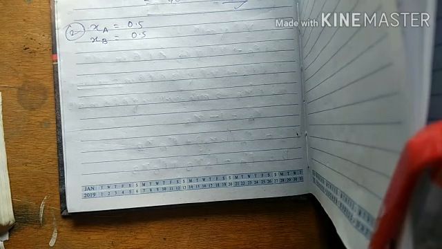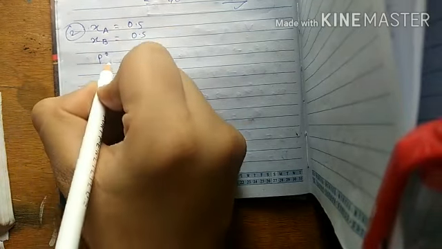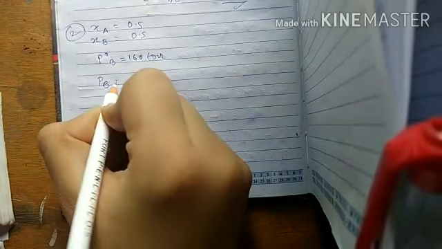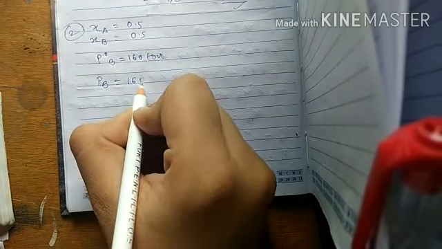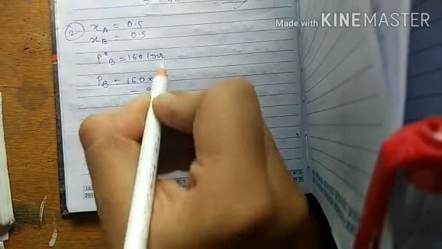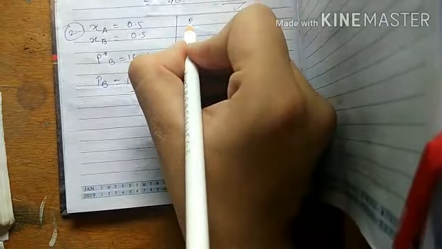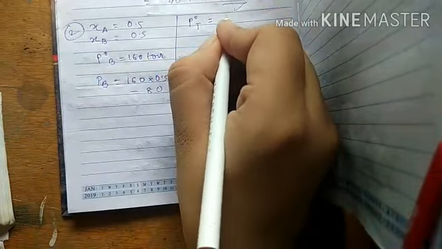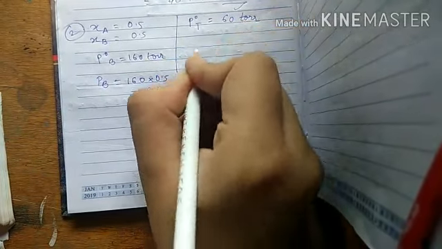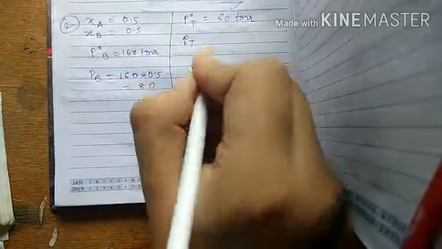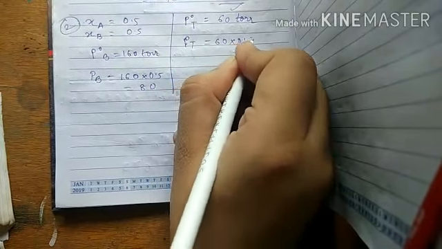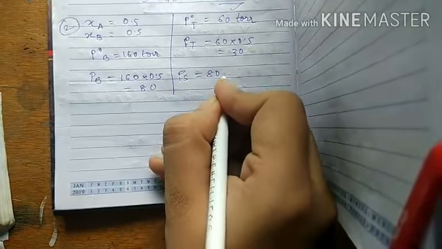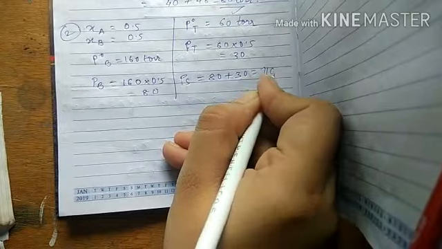Next, P naught B is 160 torr, that for benzene. So we can find out PB, which is equal to P naught B into XB. So it comes out to be 80. Similarly, that for toluene, P naught T, that means the vapor pressure of pure toluene is provided, it's 60 torr according to the question, we can find PT, which is equal to 60 into 0.5, which comes out to 30. PS becomes 80 plus 30, which is 110.